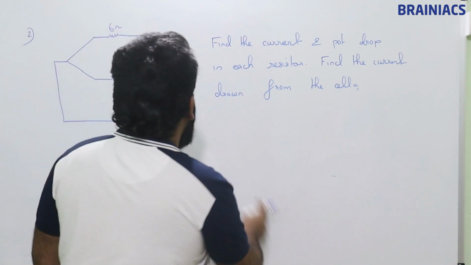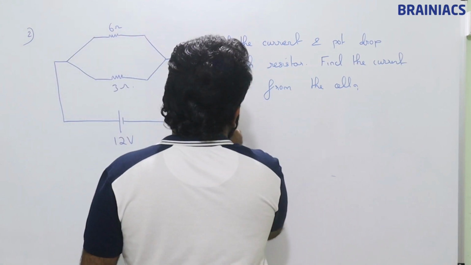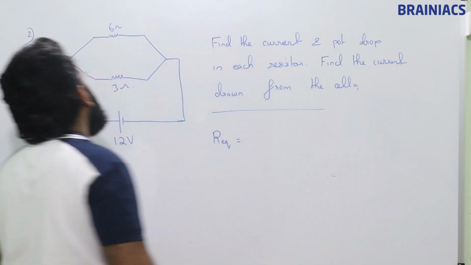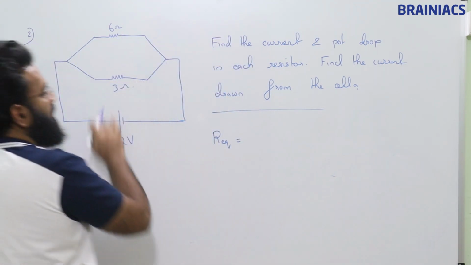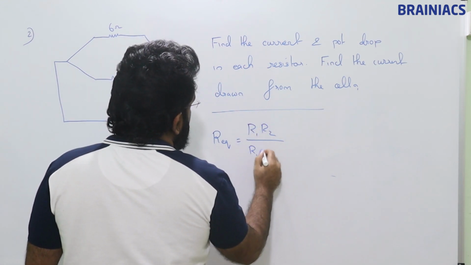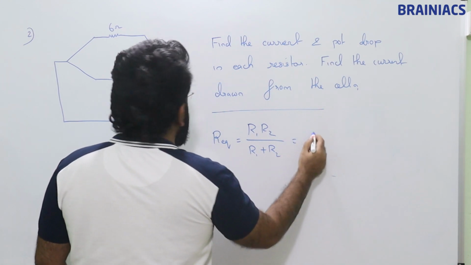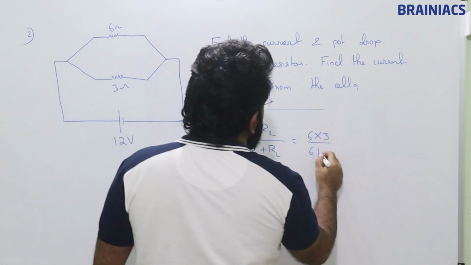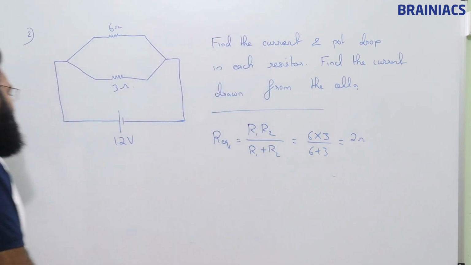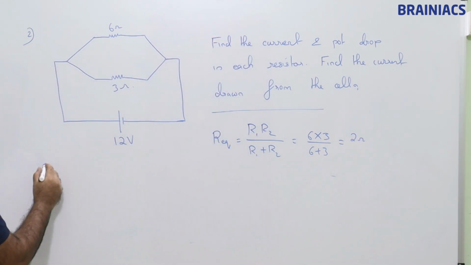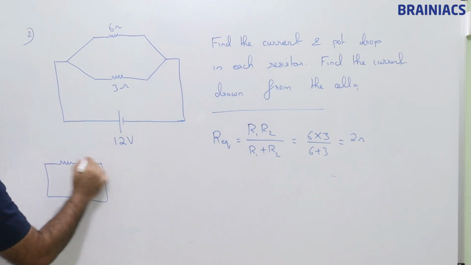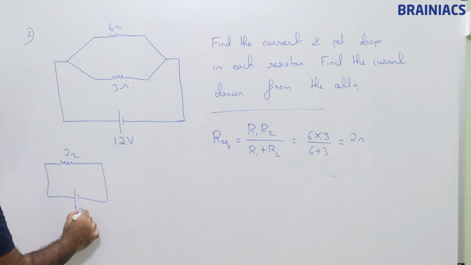Direct method, just find R equivalent. R equivalent is how much? R1 R2 by R1 plus R2. 6 into 3 by 6 plus 3. This is going to be 2 ohm. Now this circuit can be replaced like this. This is 2 ohm, this is 12 volt.